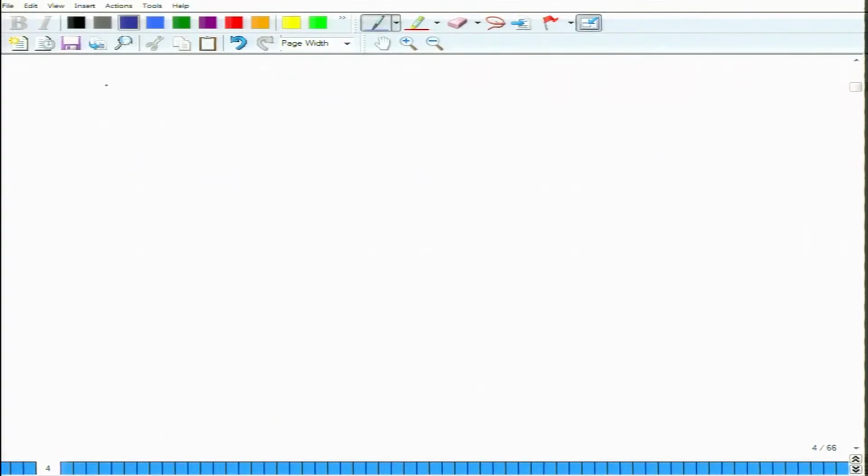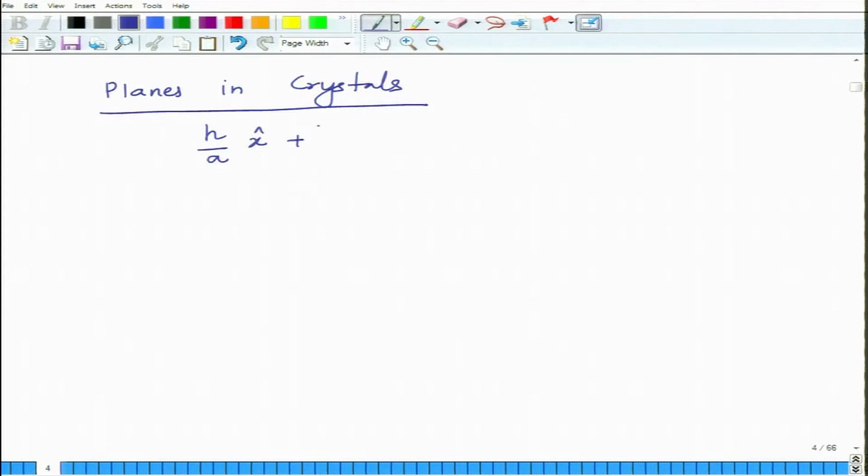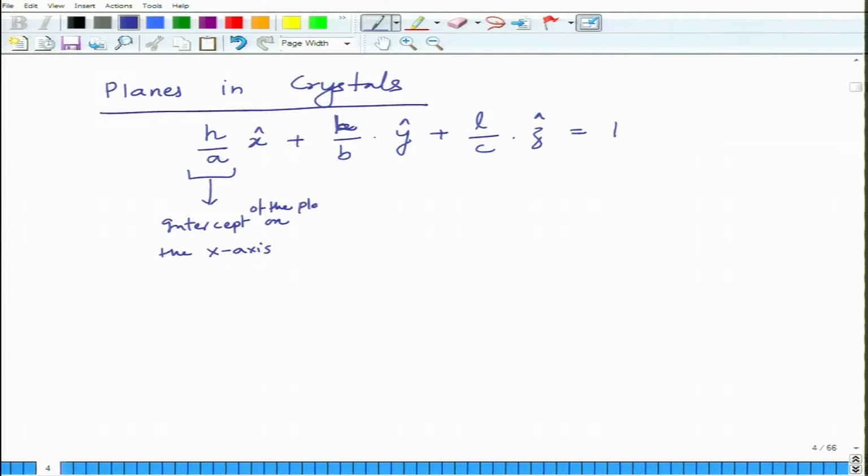Planes in a crystal: the equation which satisfies a plane in a crystal is h divided by a along x, plus k divided by b along y, plus l divided by c along z, is equal to 1, where h by a is the intercept of the plane on the x axis. Similarly, k by b will be the intercept on the y axis, and l by c will be the intercept on the z axis.